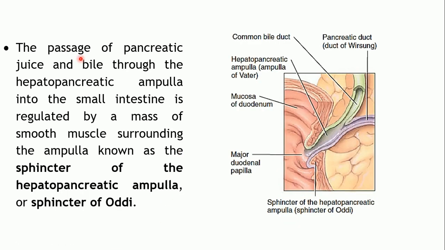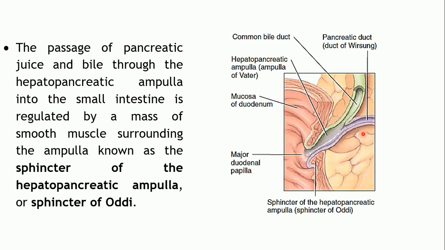Now this will be clearer in this particular picture. It is a more detailed picture showing the hepatopancreatic ampulla. So here you can see the pancreatic duct uniting with the common bile duct, and it forms an expanded portion that is known as hepatopancreatic ampulla or ampulla of Vater. This is the mucosa of the duodenum, and it is opening into the duodenum at an elevated portion of the epithelium, and that is known as major duodenal papilla.